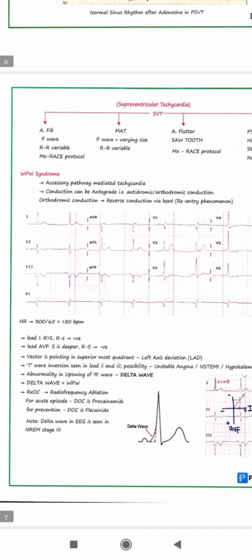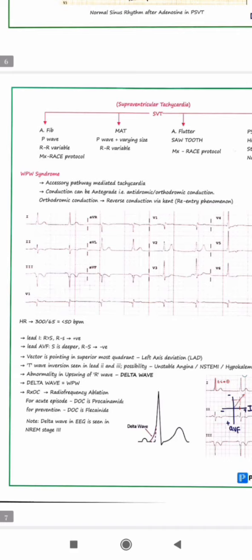Then we have WPW syndrome, which is an accessory pathway. These are the diagrams in leads 1, 2, 3 and 4 showing WPW. Now we have heart rate, which we can easily remember is less than 50 beats per minute.